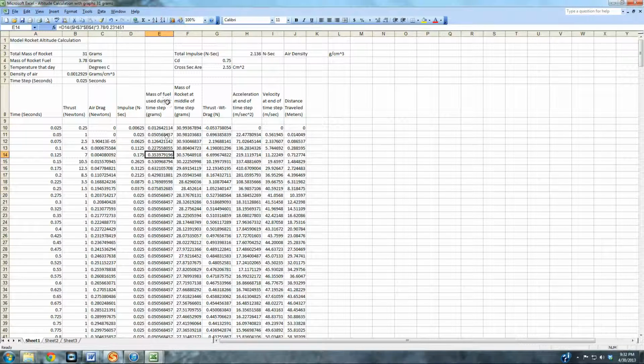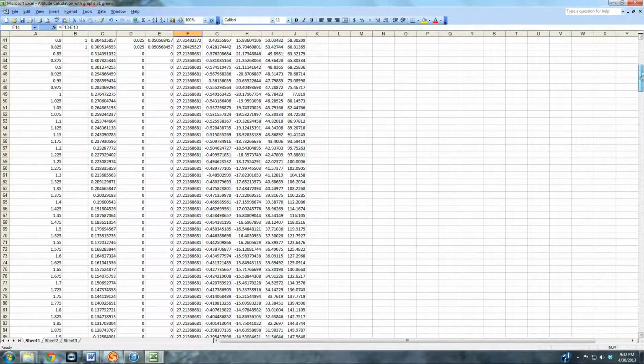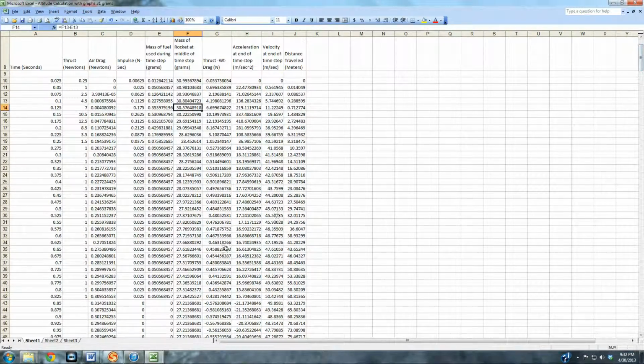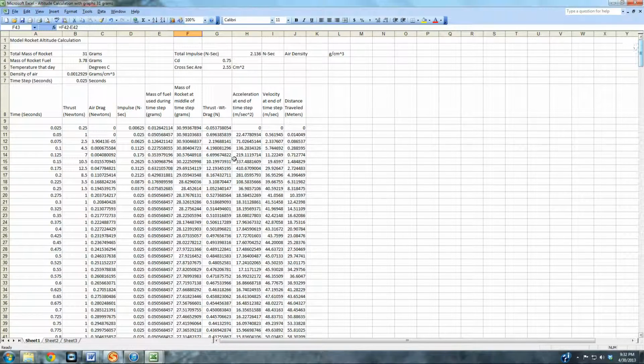This is the actual mass of fuel that is used in the whole launching process. And the total propellant weight or mass is 3.78 grams. And after all of the rocket propellant is burned up, the rocket should have lost weight, and it should end up weighing about 27.2 grams. And you have to make sure that's all calculated into the spreadsheet because it loses weight as it launches.